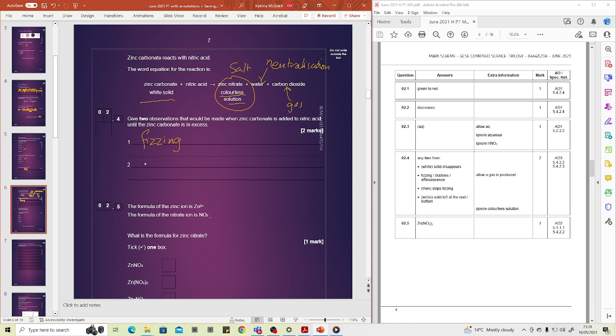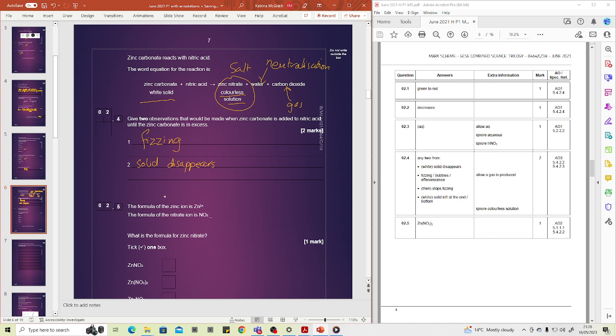Okay, and then you can see afterwards the fizzing, then there you can say that the solid disappears. Yes, there may be some left, but it's definitely going to disappear because you end up with a solution and there's no solids on the right hand side of the equation.